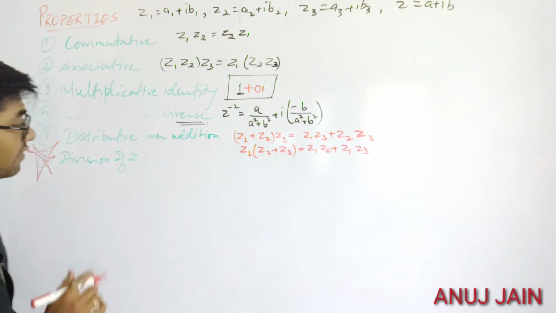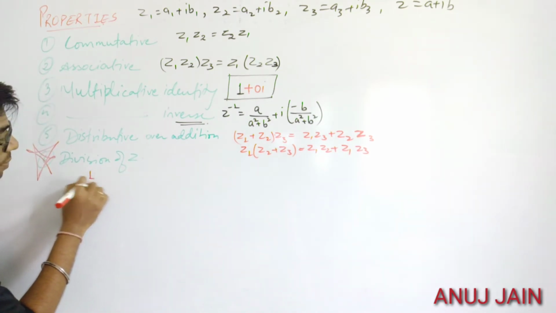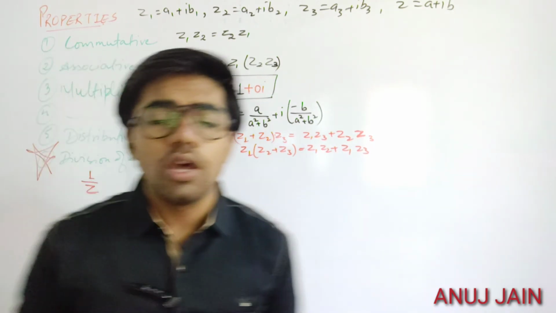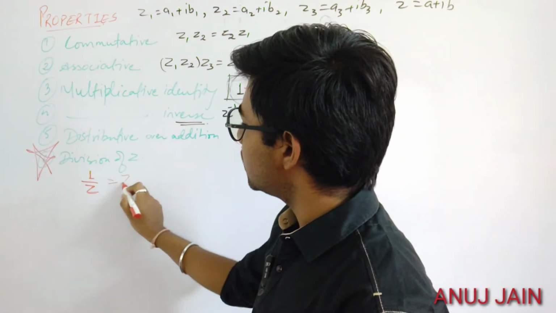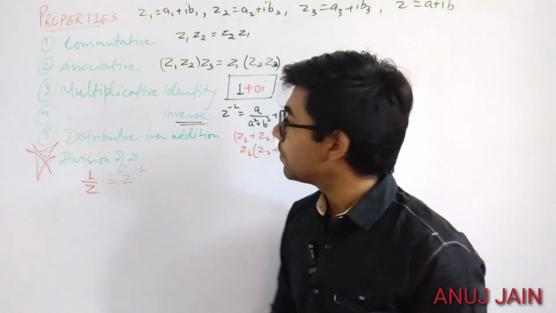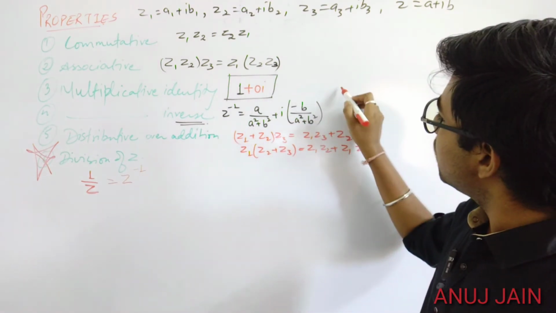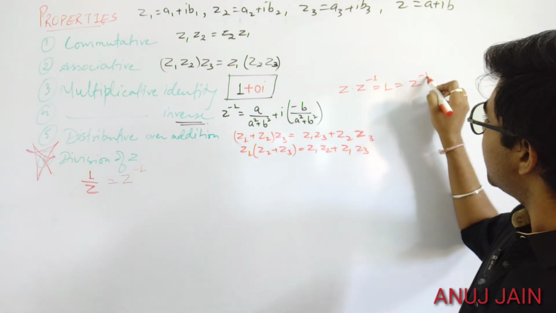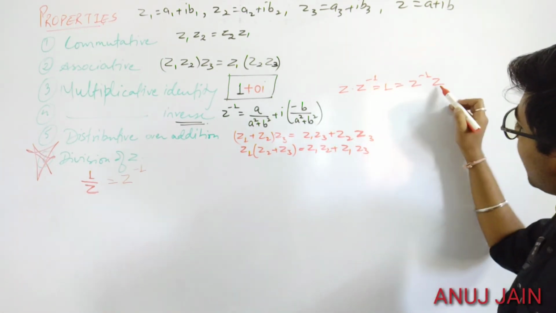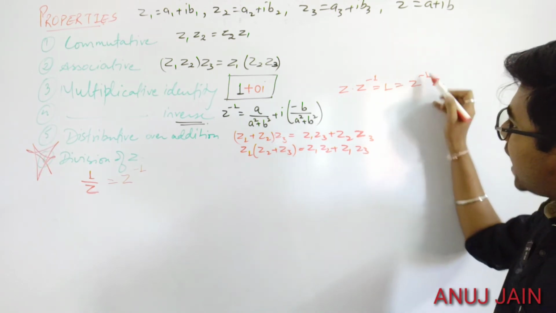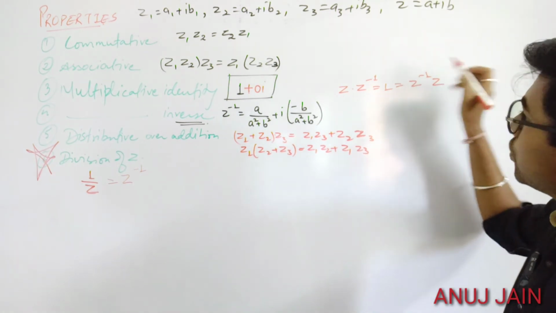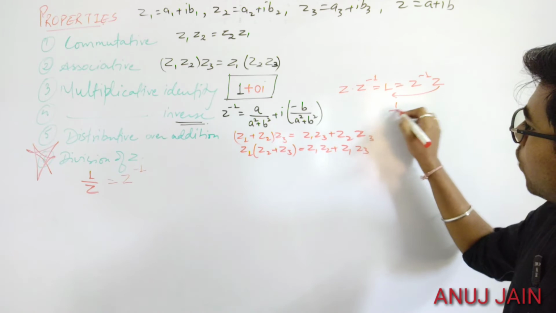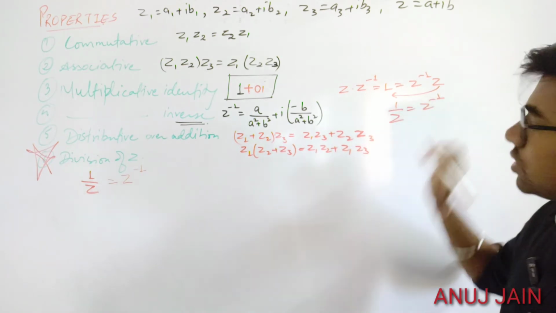Division of z. Division of z means we have to find 1 by z. What is 1 by z? It is very simple. 1 by z is nothing but z inverse. See, in inverse what we did was z into z inverse is equal to 1 is equal to z inverse into z. So when we have to find z inverse, we find it using this formula. So if I put this z under here, then 1 by z is equal to z inverse.